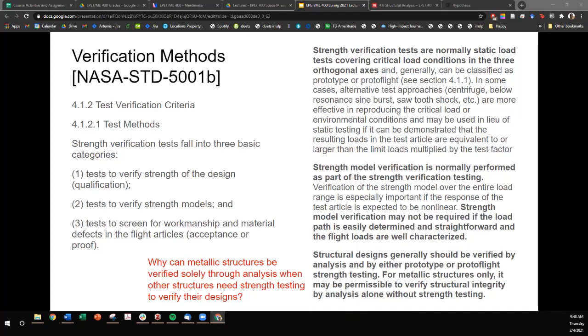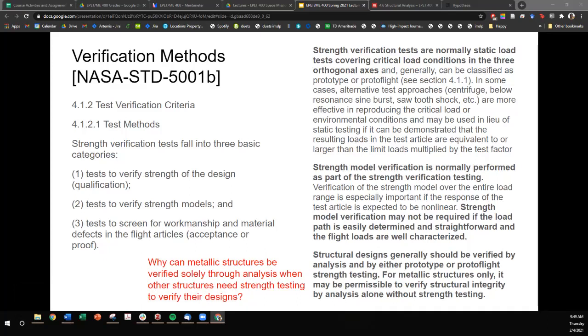Okay, strength verification tests are normally static load tests covering critical load conditions in 3 orthogonal axes. Strength model verification is normally performed as a part of the strength verification testing. Strength model verification may not be required if the load path is easily determined and straightforward and the flight loads are well characterized. Structural designs generally should be verified by analysis and by either prototype or protoflight strength testing. For metallic structures only, it may be permissible to verify structural integrity by analysis alone without strength testing.